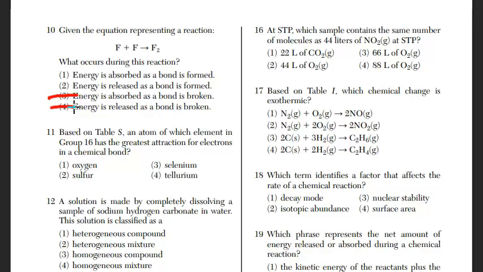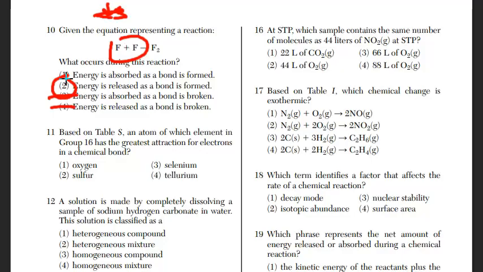The way that I always taught my students to remember it, if you break your arm, energy has to go into breaking that arm. Maybe, I don't know, something fell on your arm or you got tackled by somebody. So to break your arm, energy went in. Same thing with bonds. If you're going to break bonds, energy has to be absorbed. In this case, a bond is forming, so energy is released, which is choice 2. Try to relate things back to what you know, and that's going to make remembering it even easier.